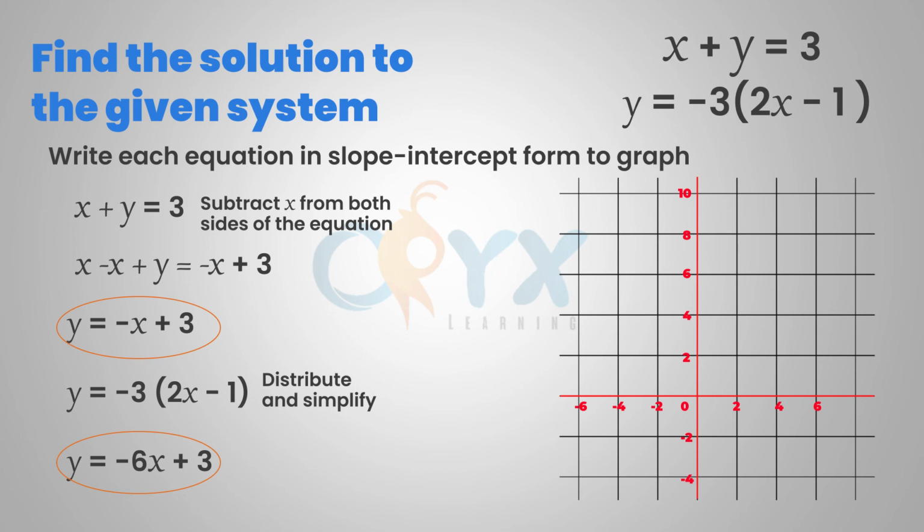In order to graph the first line, I'll start with the y-intercept of positive 3, and then use my slope to go down one and to the right one and connect the dots. In the second equation, I will start with the y-intercept of 3 again, and then use my slope from there to go down 6 over 1, and once again connect the points. We can see that the point of intersection is at the point (0, 3). So (0, 3) is the solution to the given system.